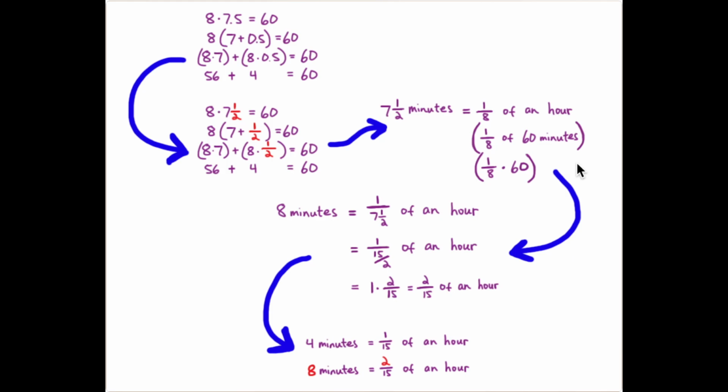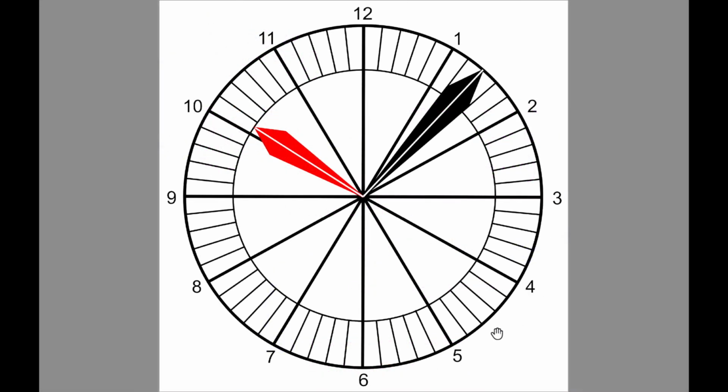an hour is 15 minutes, and 22.5 minutes is 3/8 of an hour. 30 minutes is 4/8 of an hour. 37.5 minutes is 5/8 of an hour. 45 minutes is 6/8 of an hour. And 52.5 minutes is 7/8 of an hour. And of course, 60 minutes is 8/8 of an hour.